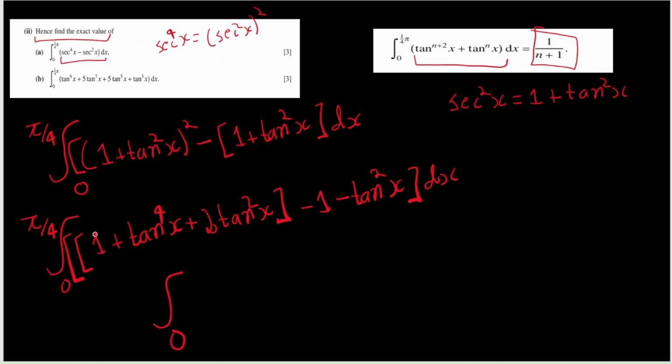As we see, this one and this one is going to get cancelled, and we're going to be left with 0 and pi by 4, and then we're going to be left with tan 4x minus tan square x. Oh hey, do you note anything? You note something? I believe you do.